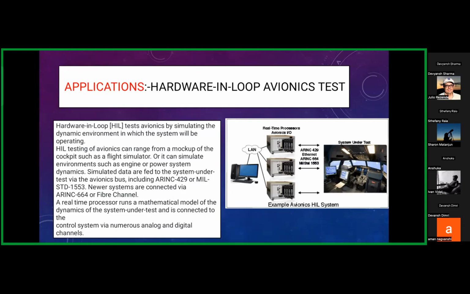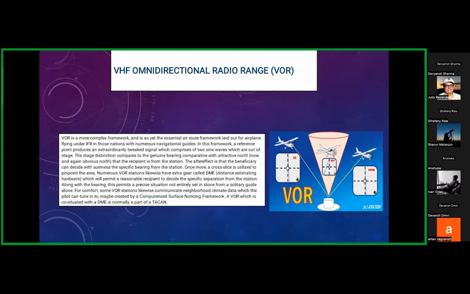analog and digital channels. Second is the VHF omnidirectional radio range, VOR. VOR is a more complex framework, and yet it is used in air route framework, for airplanes flying under IFR in those nations with numerous navigational guides. In this framework, our reference point provides an extraordinary modulated signal which comprises two sine waves, out of which the phase difference compared to the true bearing relative to the north can decide the specific bearing from the stations. A VOR which is situated with a DME is a part of a TACAN.